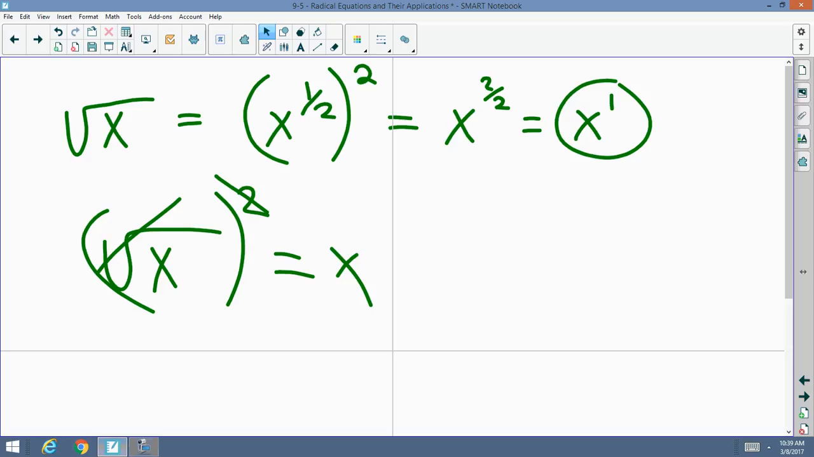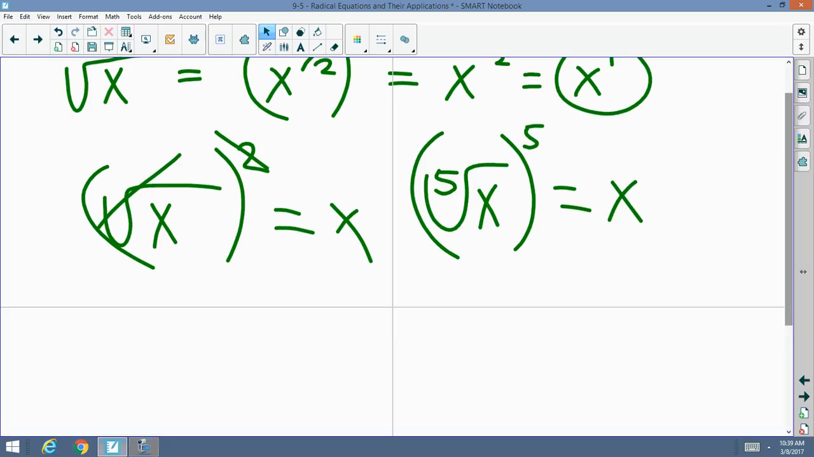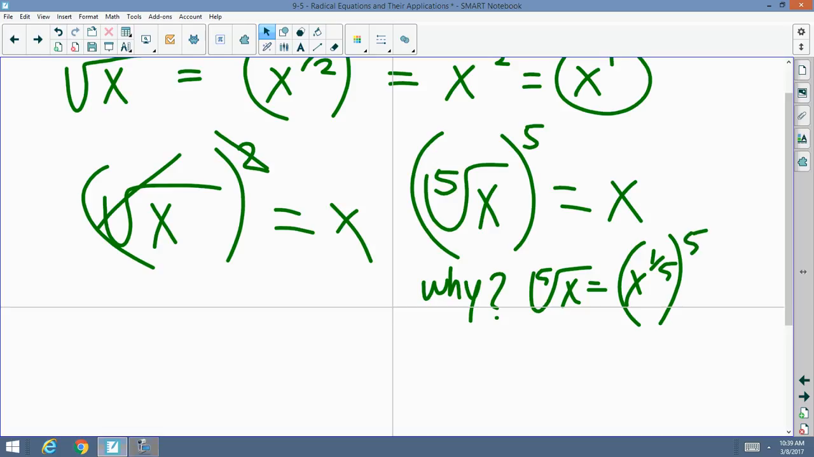Same thing with any other index, brothers. If I have the 5th root of x, for example, and I raise it to the 5th power, it equals x. Okay, that's great, Mr. Morrow. Why? Because the 5th root of x equals x to the 1/5. If I raise that to the 5th power, when I raise a power to a power, I multiply the exponents, that becomes x to the 5/5, which becomes plain old x.